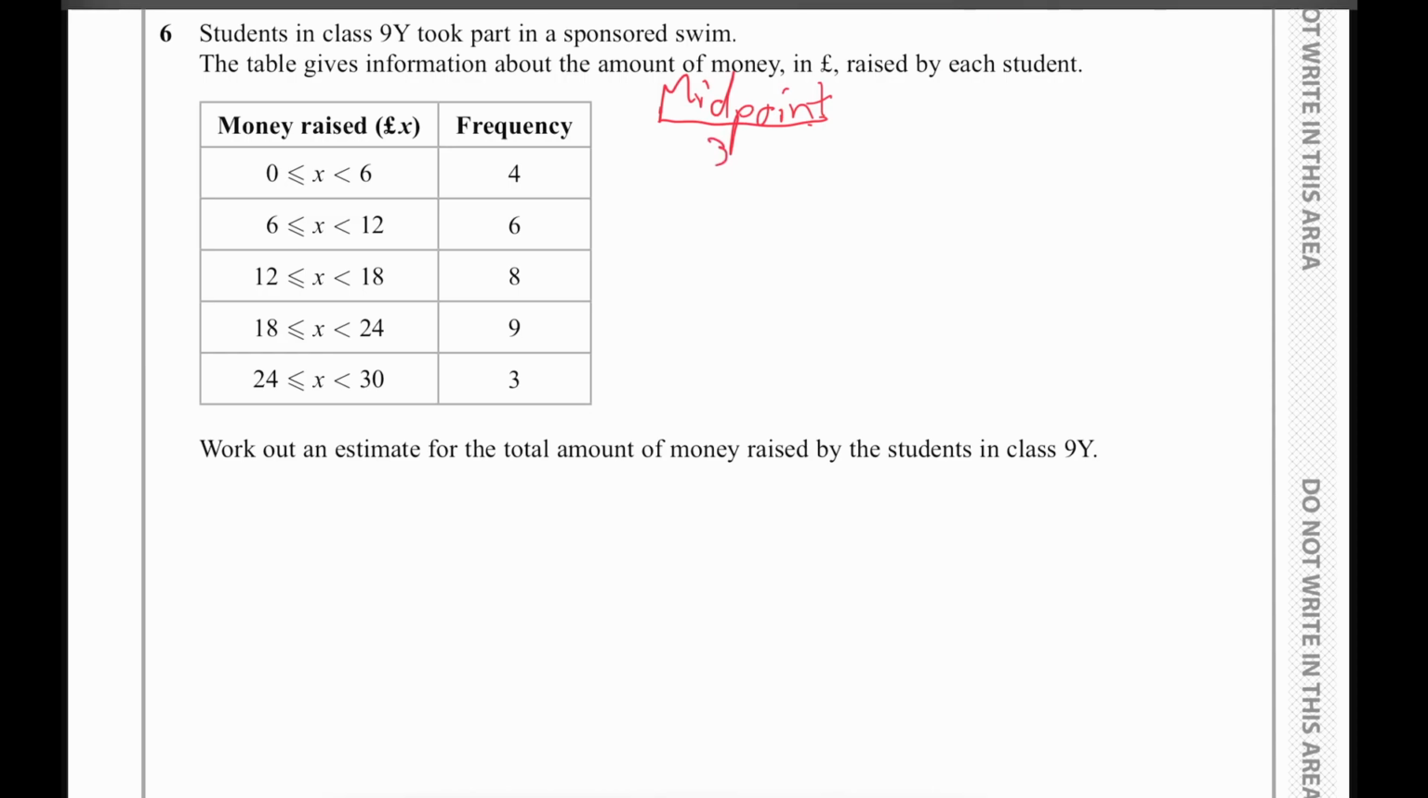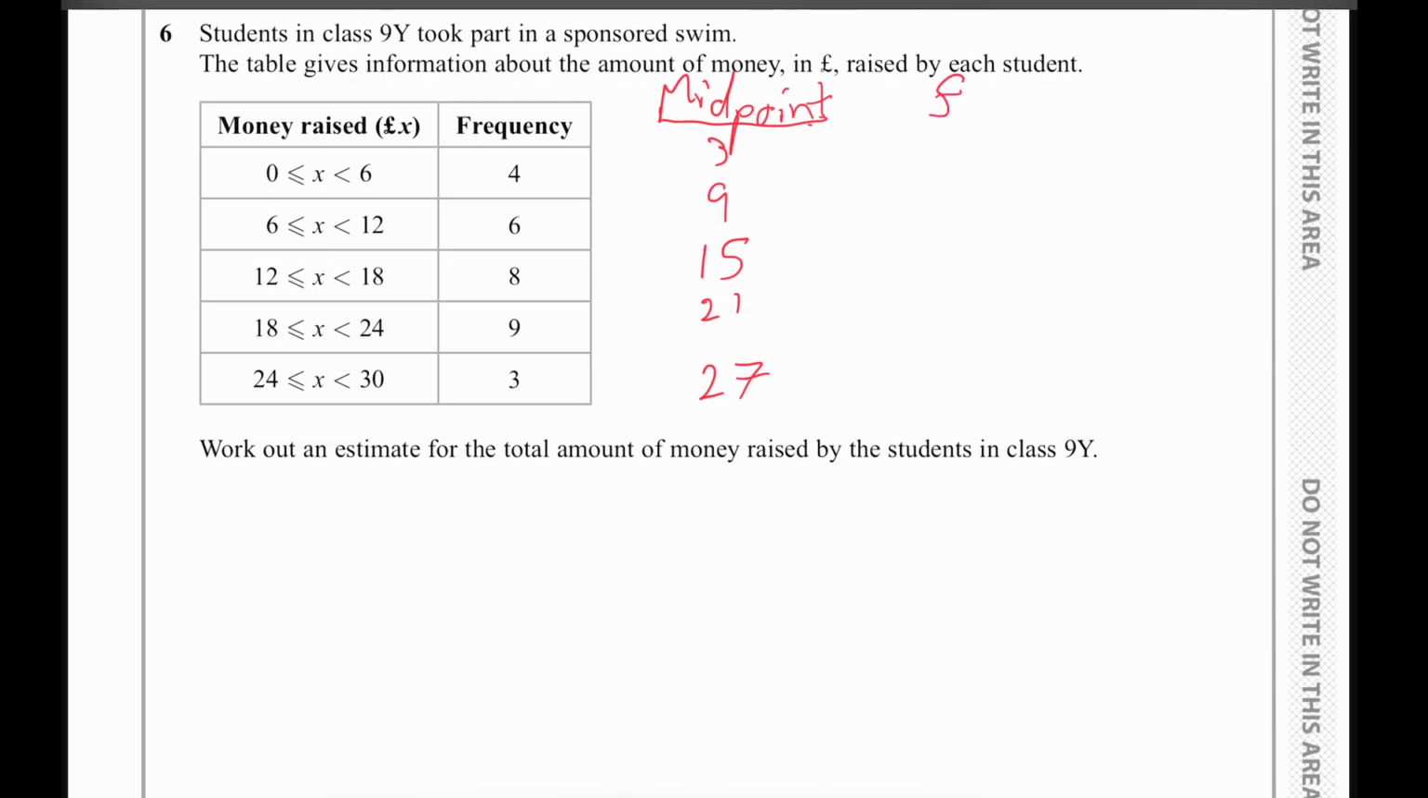Then between 6 and 12 we've got 9. Between 12 and 18 we've got 15. Between 18 and 24 we've got 21. And then between 24 and 30 we've got 27. Okay, so those are our midpoints.